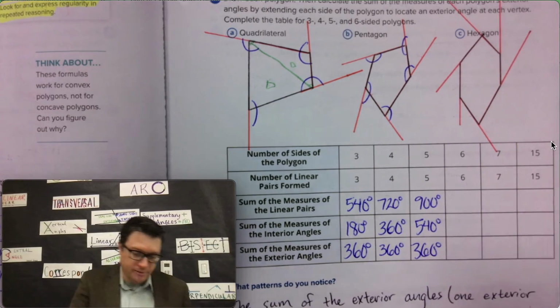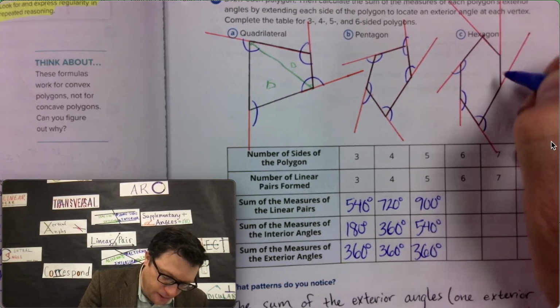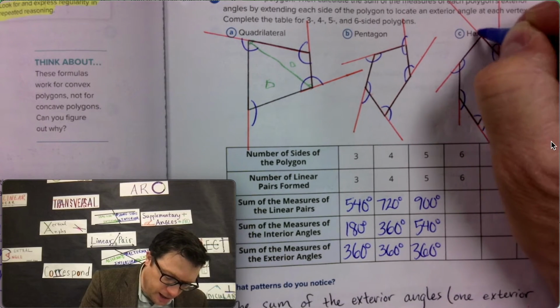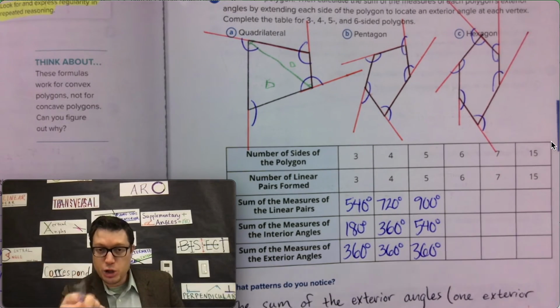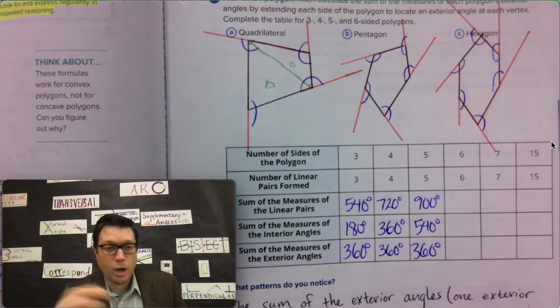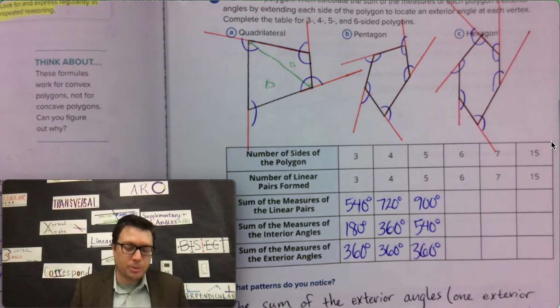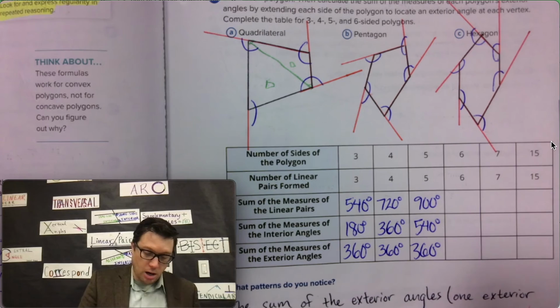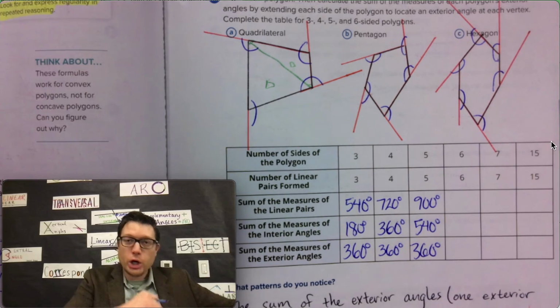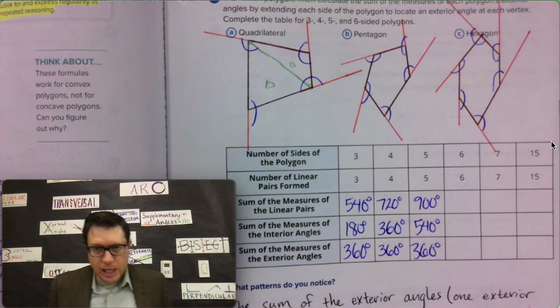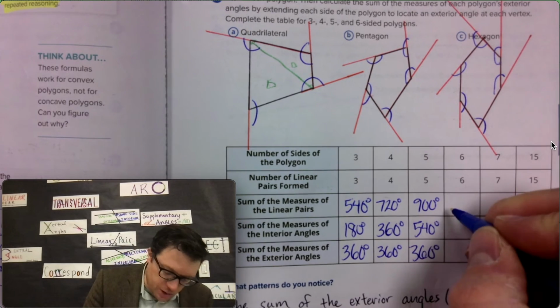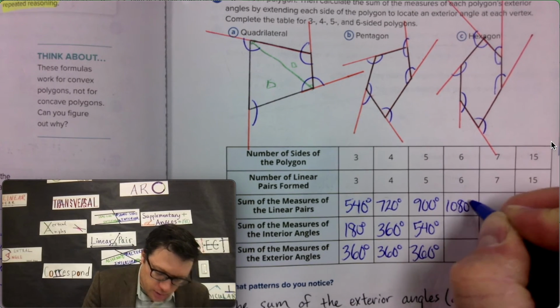How about for a hexagon? For a hexagon, you have six linear pairs. All hexagons, yours that you drew that are different than mine. We all drew different hexagons if you're drawing, following along with me. So there are 6 180-degree linear pairs. And if you multiply them out, you get 1080.